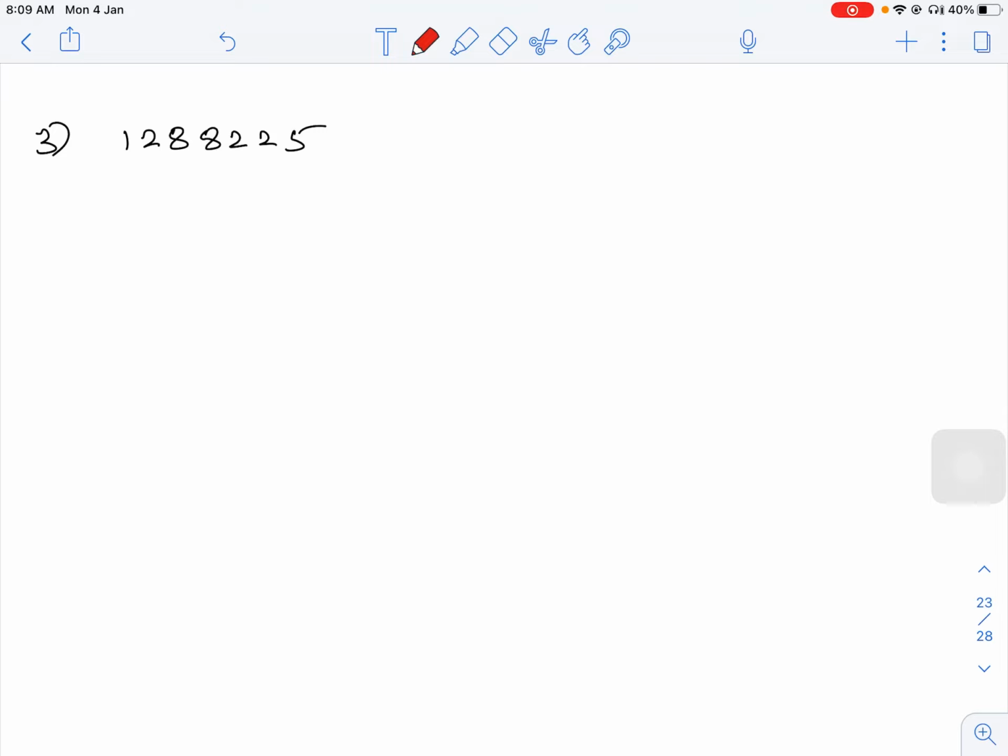Again the same condition, we start pairing from the right hand side, that is, the units digit. So this is the first pair, second pair, third pair. Here we have one more number remaining, so we consider that one also as a separate pair. Now how many groups do we have? 1, 2, 3, 4. Since we have four groups, the square root of this number will have four digits.